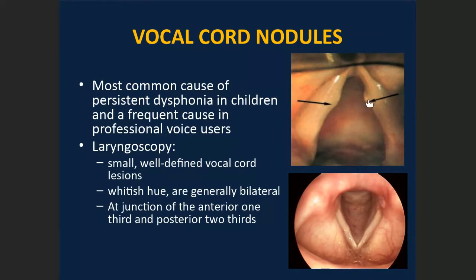So most likely the area of the focal cord nodule. Why? Because this is the maximum vibration area, the maximum contact area, because it's in very close contact here, leading to small inflammation, which leads to the formation of the focal cord nodule. It will be whitish, generally bilateral, at the junction of the anterior one-third and posterior two-third.